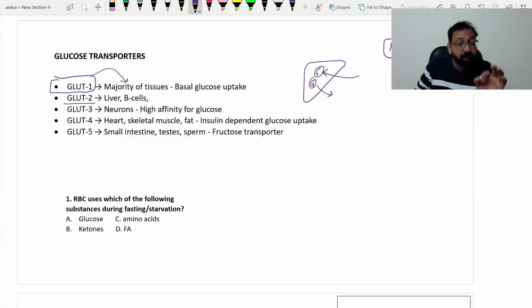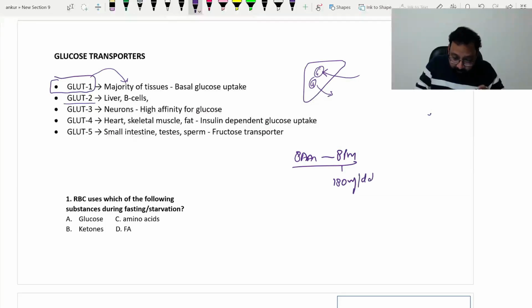A question was asked: a patient took breakfast in the morning, and in the evening you took a sample and found the blood glucose level 180 milligram per deciliter. What is the source of this extra glucose? Morning 8 a.m. breakfast, 8 p.m. sample, blood glucose 180 milligram per deciliter. If they have given 180 milligram per deciliter, the source of extra glucose is hepatic gluconeogenesis.